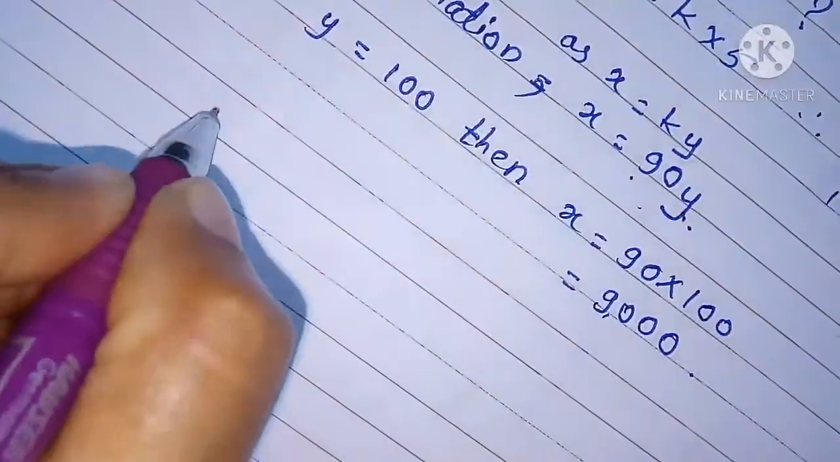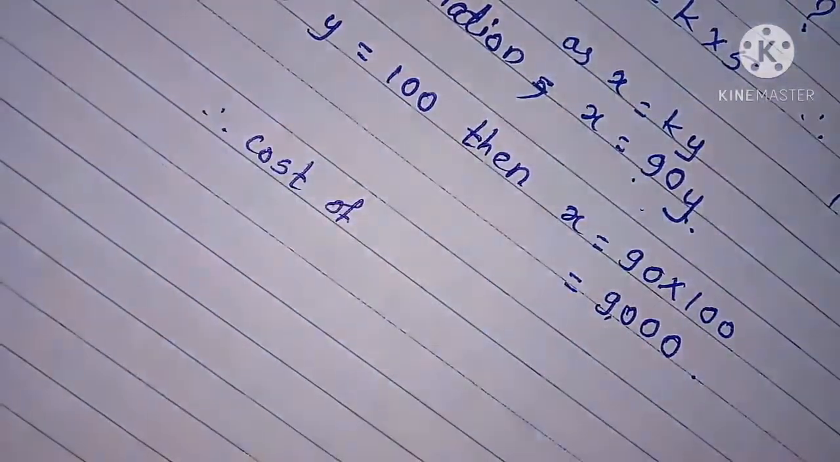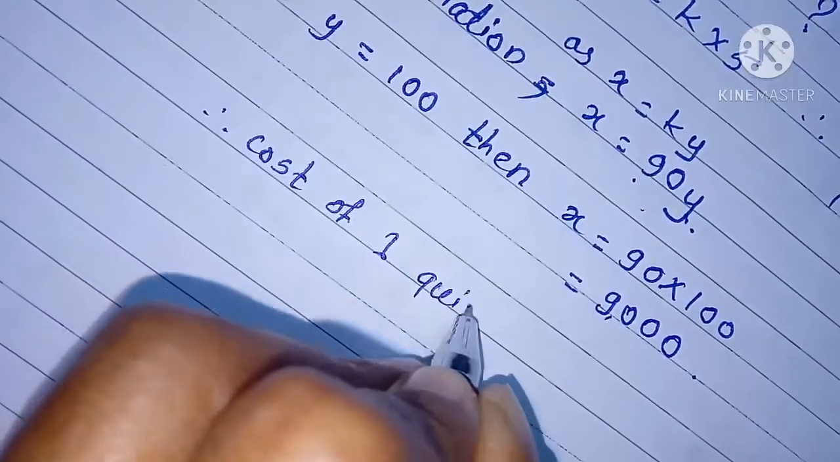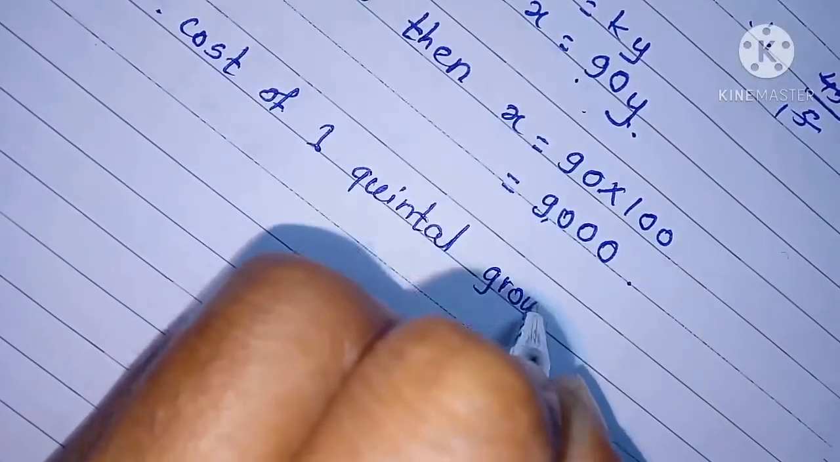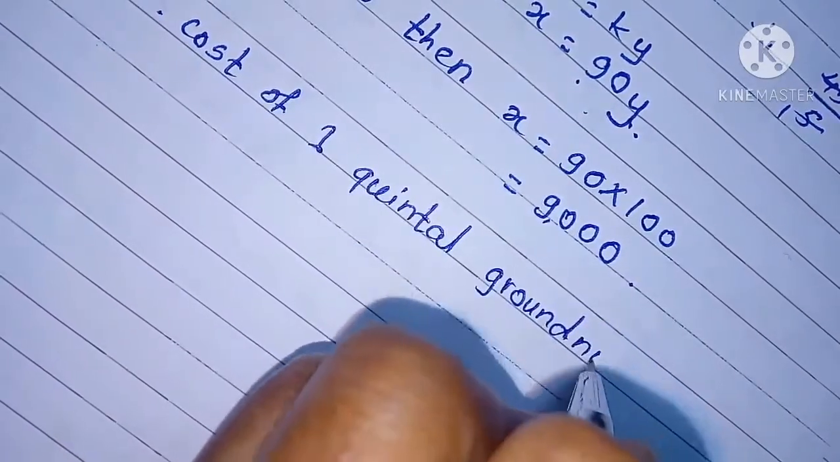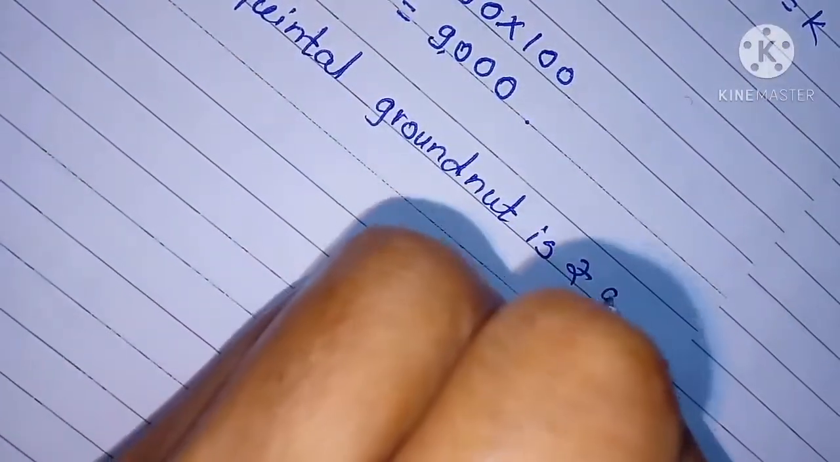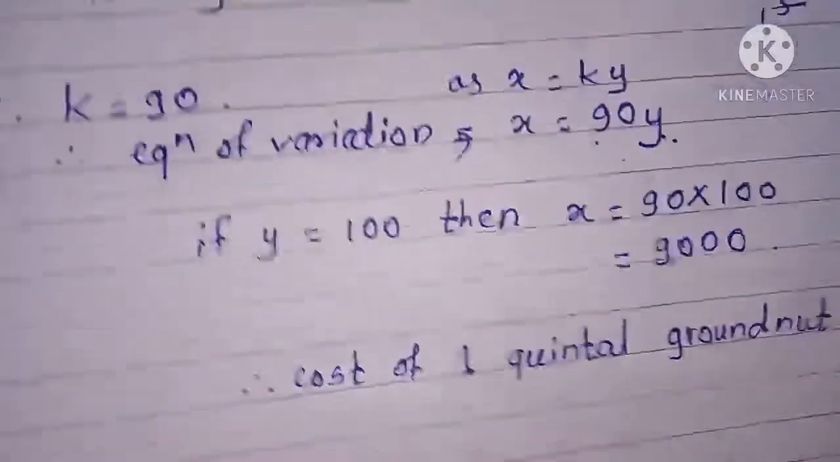Therefore, the cost of 1 quintal groundnut is rupees 9,000. Second example is like this.